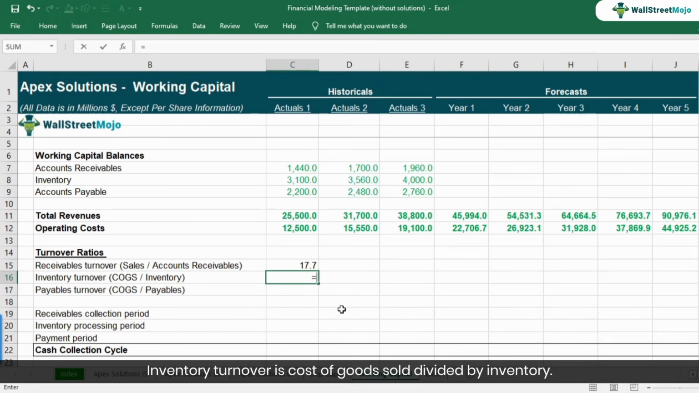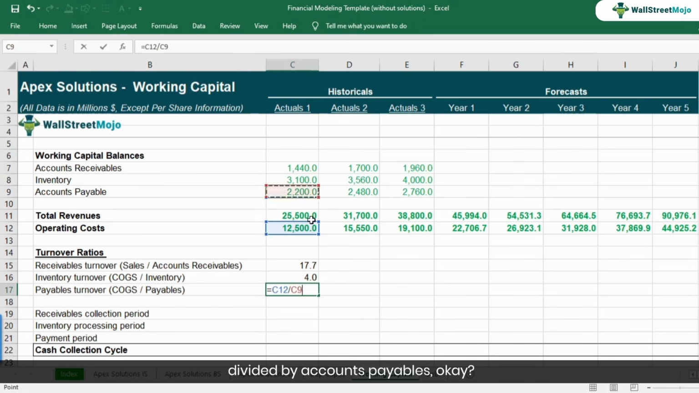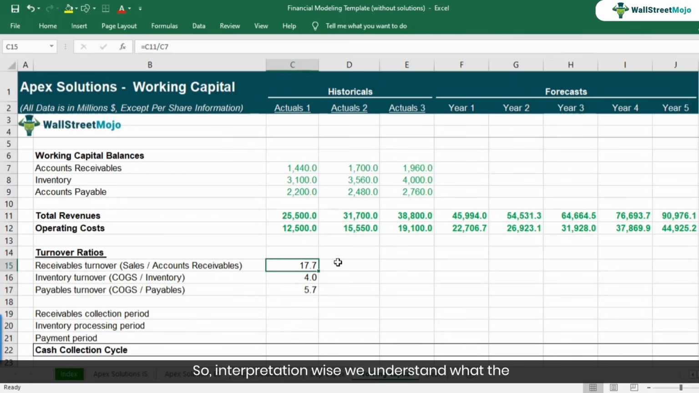Let's now calculate the inventory turnover. Inventory turnover is cost of goods sold divided by inventory. Cost of goods sold is nothing but operating cost in the EPIC solution. So this is 12500 divided by your inventory, that is 3100. So this is 4 times. And what about payables turnover? Again, it is operating cost, that is COGS, divided by accounts payables. Here it comes out to be 5.7. So interpretation-wise, we understand what the turnover ratios are all about.